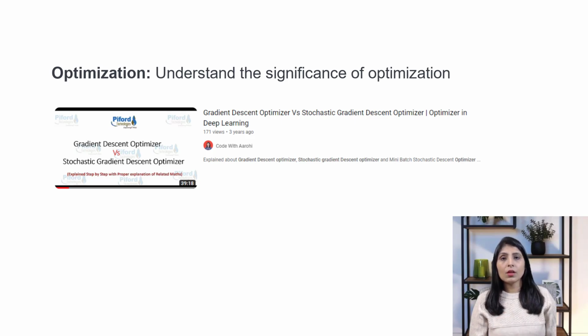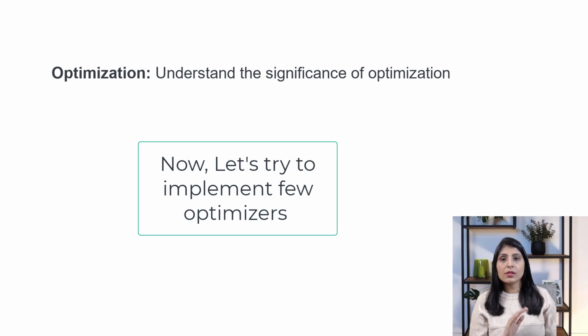Okay. So in crux, what we have learned is that without optimizers, you cannot make your algorithm learn anything, because without optimizers, you will not be able to update the weights after every epoch.